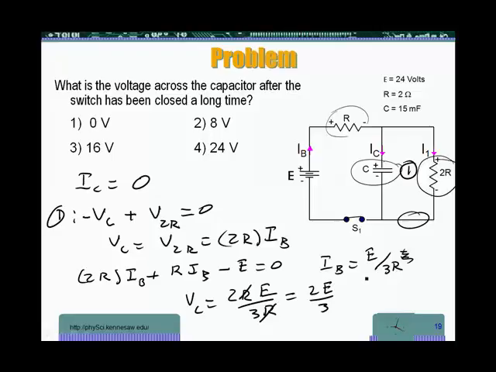So 2/3 of E. E is 24 volts. So it's 2 times 24, 48. 48 divided by 3. That gives us 16 volts.